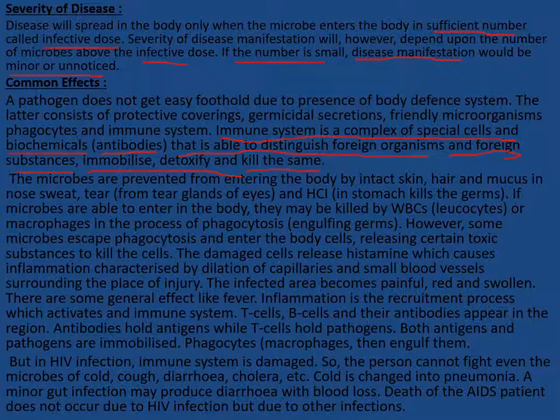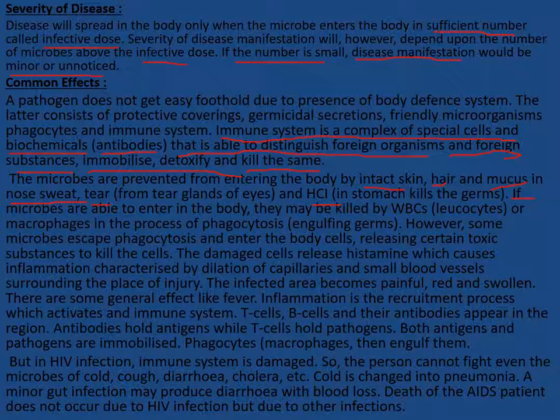Microbes are prevented from entering the body by intact skin, hair, mucus in the nose, sweat, tears from the tear glands of the eyes, and HCl in our stomach. Hydrochloric acid is present in our stomach. These are some of the substances present in our body, and because of them microbes are easily prevented from entering our body.